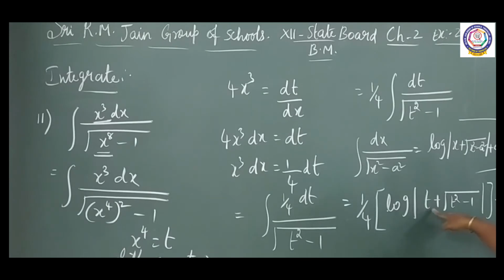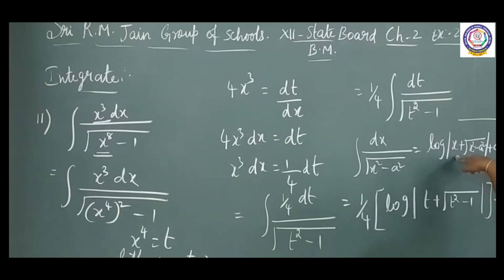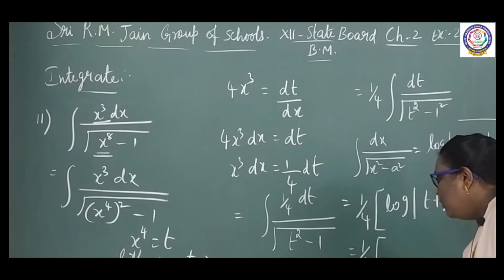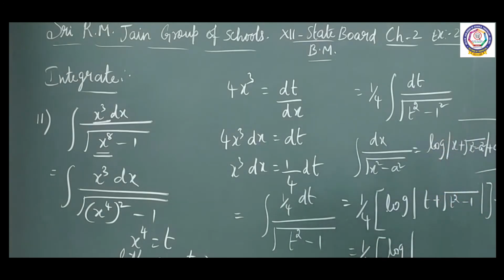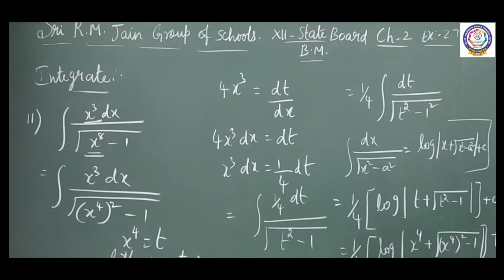Log of t plus, in the place of x, t is there, in the place of a, 1 is there. T plus root of t square minus 1 plus c. Now you replace the t value. What is the t value here? X power 4. So 1 by 4 into log of modulus of x power 4 plus root of x power 4 the whole square minus 1 plus c.